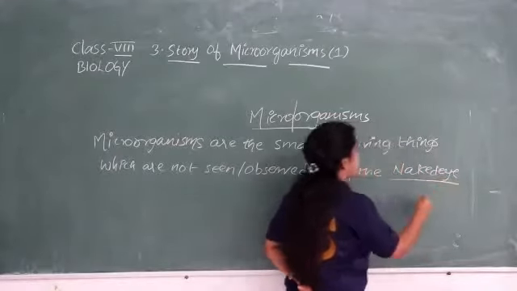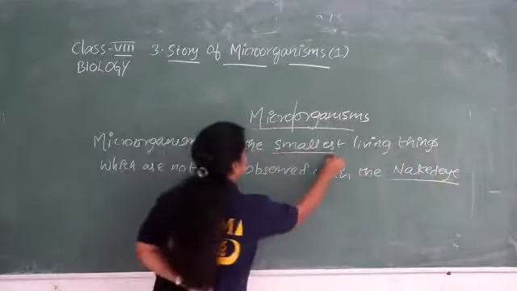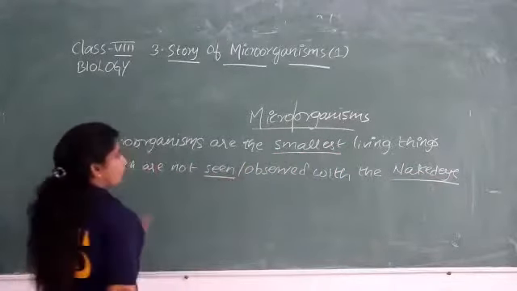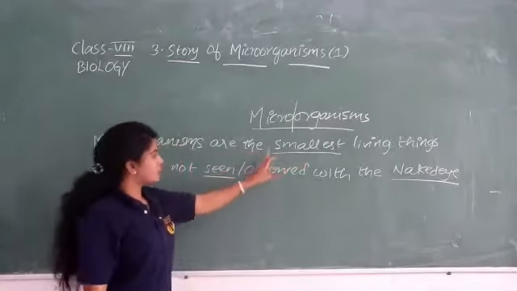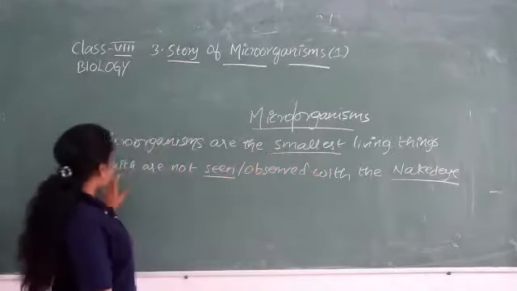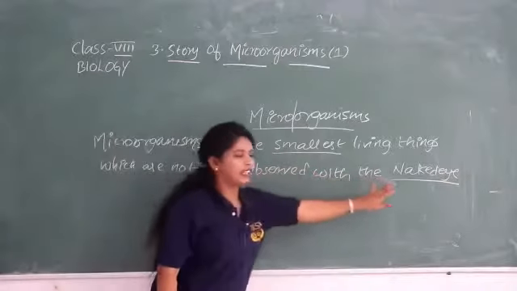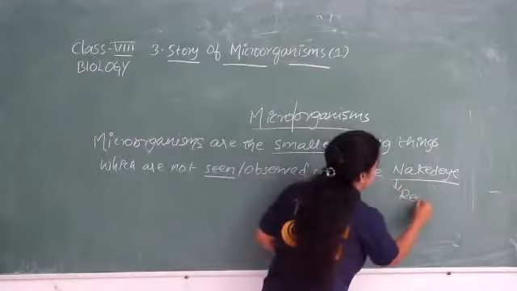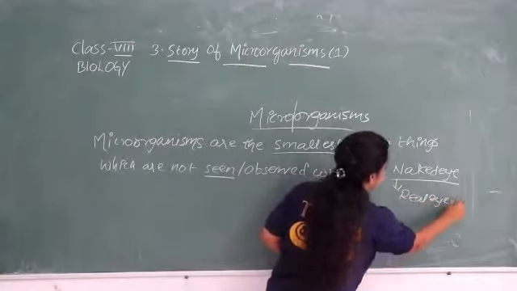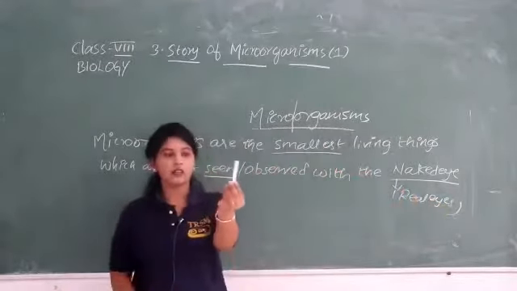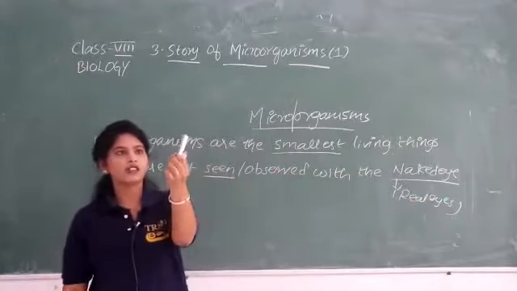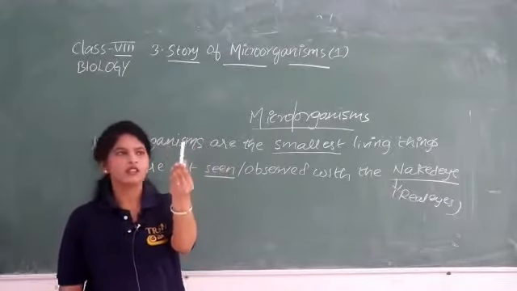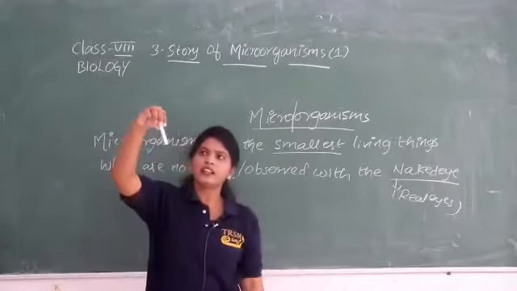I am underlining the points naked eye and smallest. Why am I underlining these things? Because microorganisms are the smallest living things which are not observed with the naked eye. Naked eye means real eyes. With this chalk, I can observe it with my naked eye because this unit is not that fine or small, so it is visible to us very clearly.